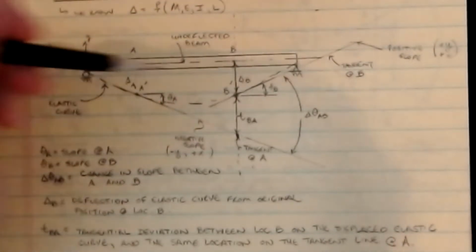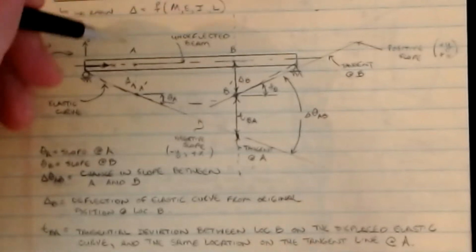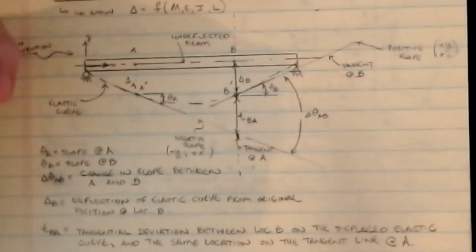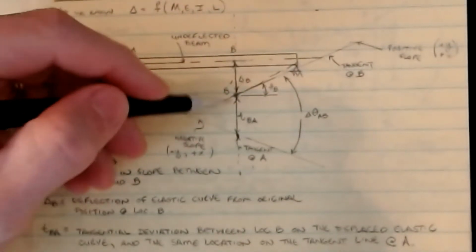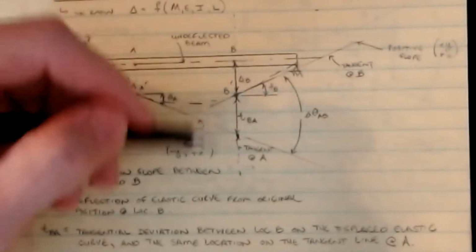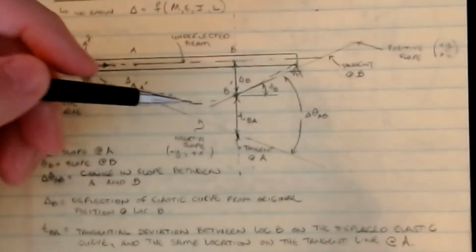Before, the tangent line at A was horizontal and the tangent line at B was horizontal, so the tangential deviation in the undeformed position is 0. There was no difference in the two, but now because of the effect of the load, it has pushed it, and this amount is a function of how much it's been pushed down.